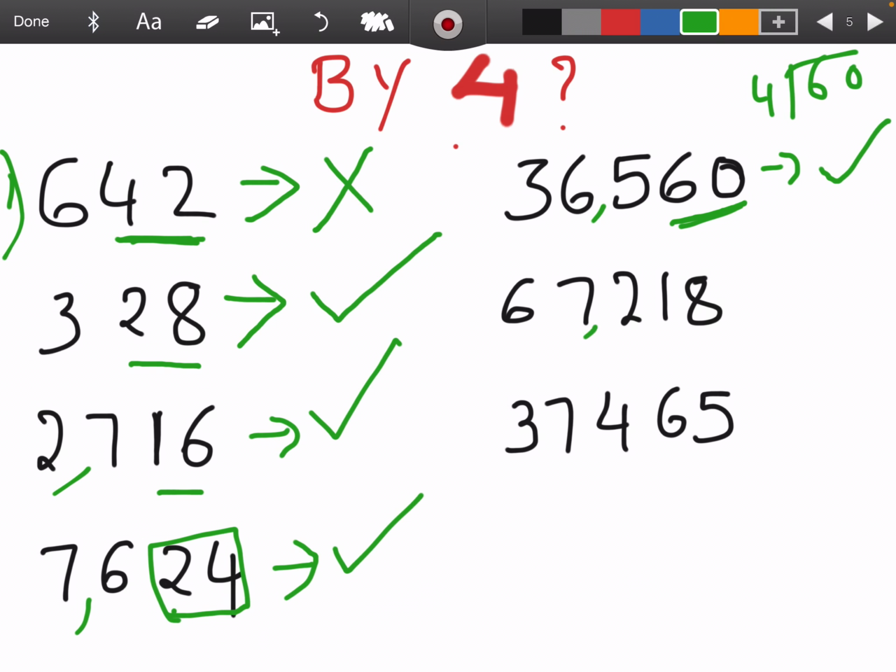The next number is 67,218. The last two digits are 18. 4 can't divide 18. So 4 can't divide 67,218.